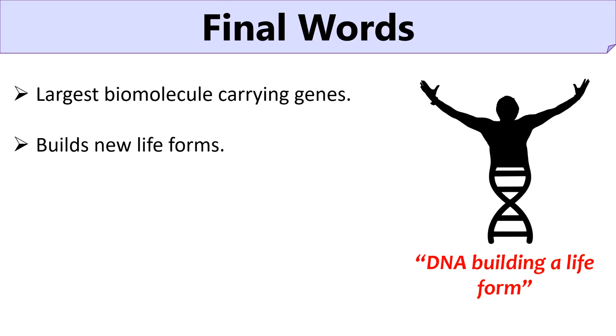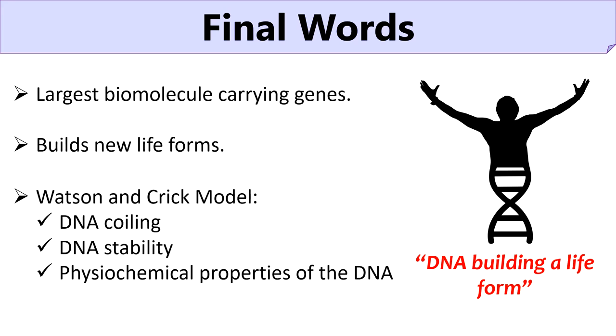Let us finish this video with the conclusion that DNA is the largest or most complex biomolecule which carries the genetic information of a person to build a new organism or a new life form. And to explain the structure of DNA, Watson and Crick proposed a DNA model in the year 1953 that explains the DNA coiling, DNA stability, and the physicochemical properties of the DNA.